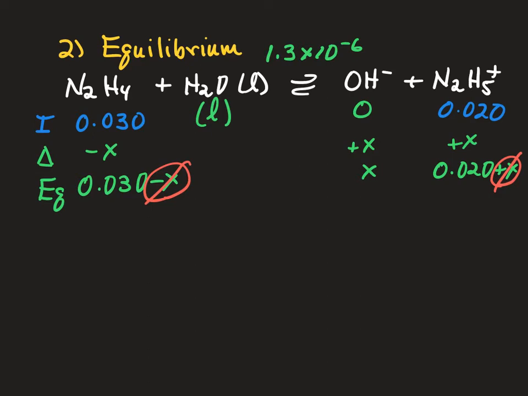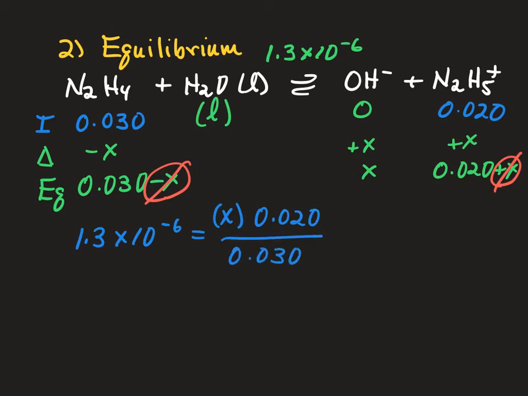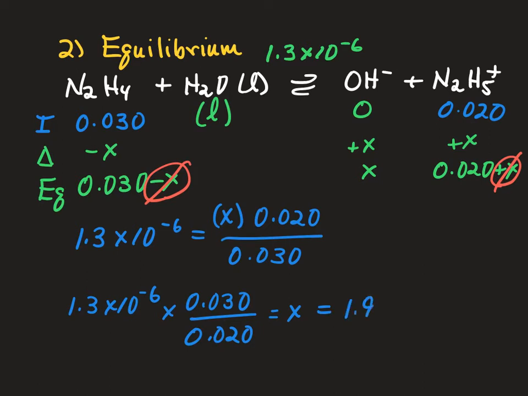And so then you end up with 1.3 times 10 to the minus 6 equal to x times 0.020 divided by 0.030. If we multiply that through, you get 1.3 times 10 to the minus 6 times 0.030 divided by 0.020 is equal to x. That then is equal to 1.95 times 10 to the minus 6. But we have to look: that ends up being the equilibrium concentration of hydroxide ions.